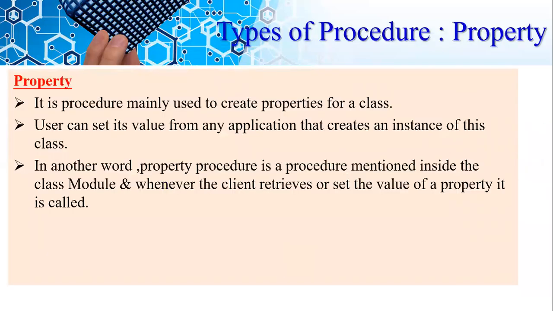Then the second type of procedure is the property. As the name itself indicates, this procedure is mainly used to create the properties of the class. So an event procedure is created for forms and controls, whereas a property procedure is created for the properties mainly used for a class. The user can set the values from any application which creates an instance of the class. In other words, we can say the property procedure is the procedure which is mentioned inside the class module, and for that we can set the value of the property.